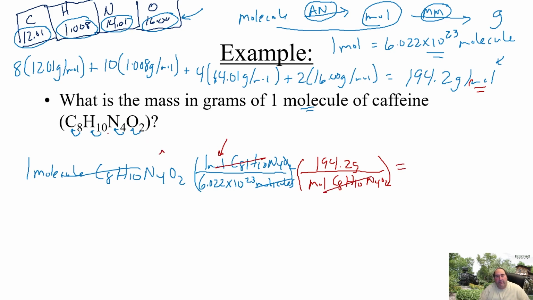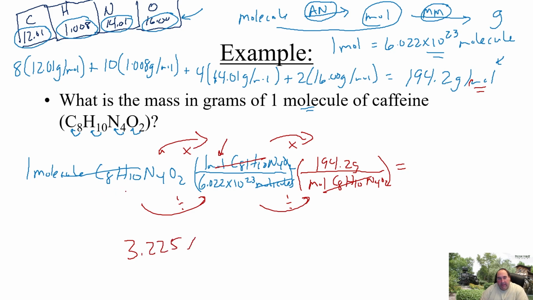Again, we're going to multiply what's on top and come back and divide by what's on the bottom here. So basically we have just 194.2 on top divided by 6.022 to the 23, making sure to use our exponent button. And at this point, we will end up with 3.225 times 10 to the minus 22 grams of caffeine here.